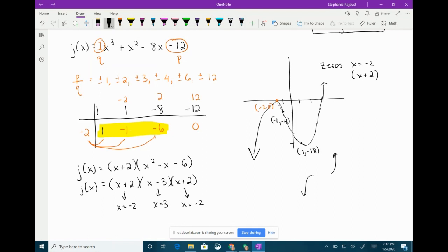So if you're asked to find the zeros, and if it's not factored, you're going to have to use something like the rational zero theorem so you can guess and check. And then you need to go through and factor it. And once you get to a quadratic, you can factor or use the quadratic formula, and then you set each of those equal to 0 to find those zeros.